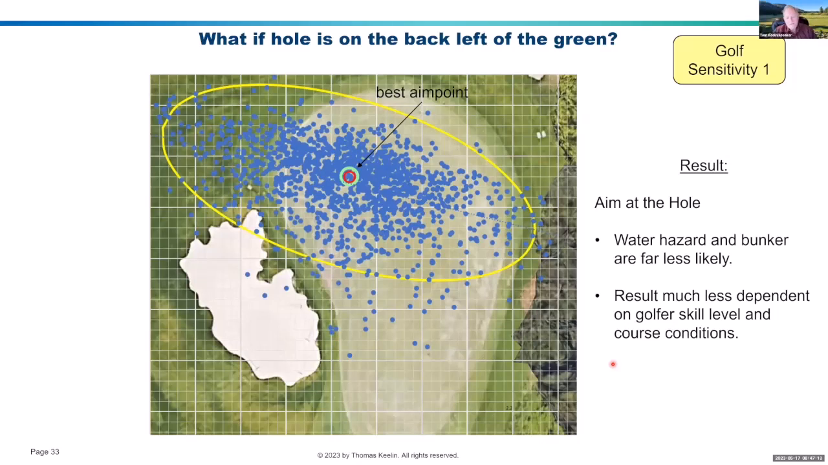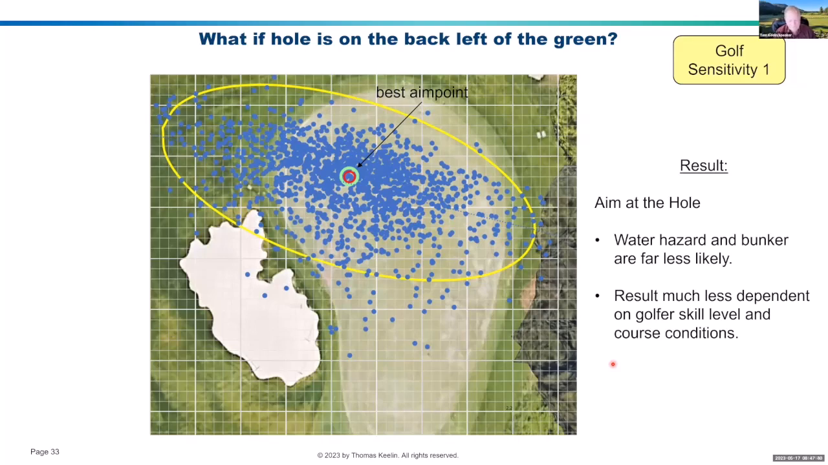Another question might be, what if the pin, instead of being on the front right, is on the back left of the green? Well, the back left of the green is far enough away from the hazard and the bunker that at that point you might as well aim directly at the hole. That's true for a very wide range of shot dispersion patterns. It's not nearly as dependent on golfer skill level as is the best aim point when the pin is on the front right.